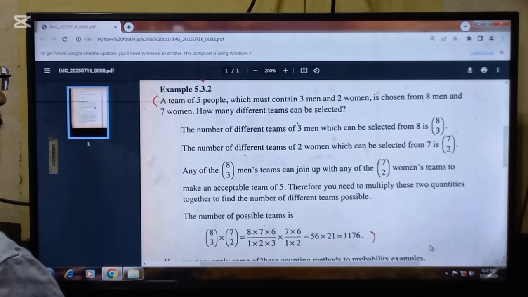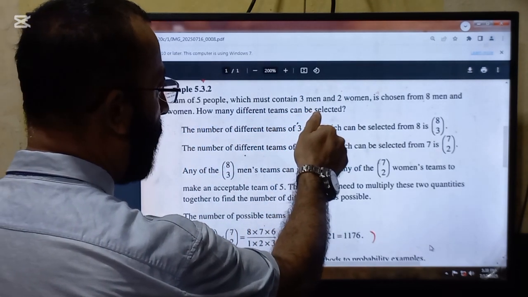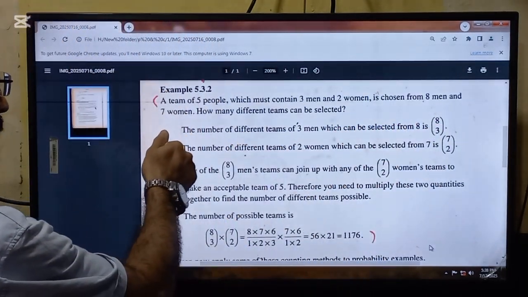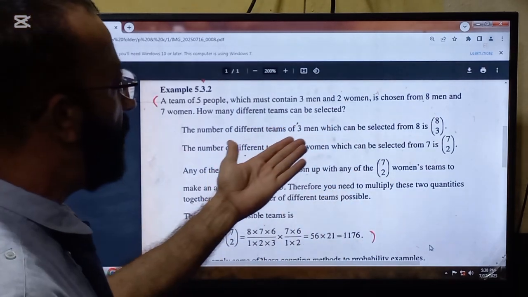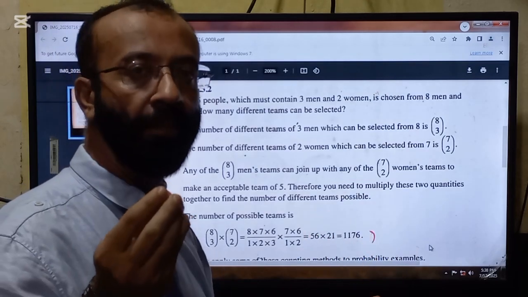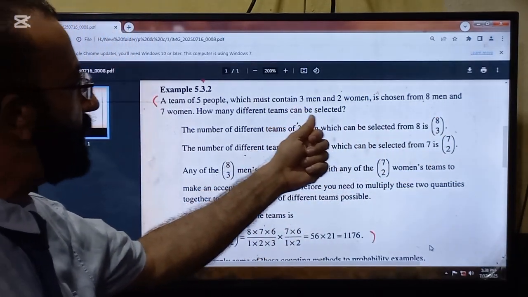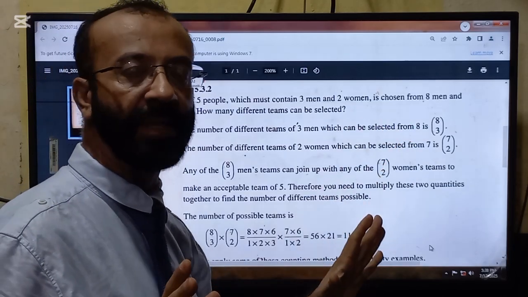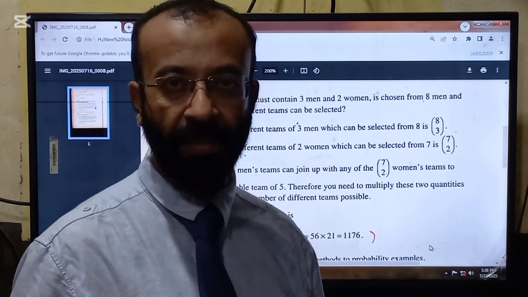Here is another question. A team of 5 people, which must contain 3 men and 2 women, is chosen from 8 men and 7 women. How many different teams can be selected? So again, if you look at the question carefully, order is unimportant, only people are important. There are 8 men, out of which 3 men are to be selected, and there are 7 women, out of which 2 women are to be selected. So order is unimportant, only people are important. So it is a question of combinations.